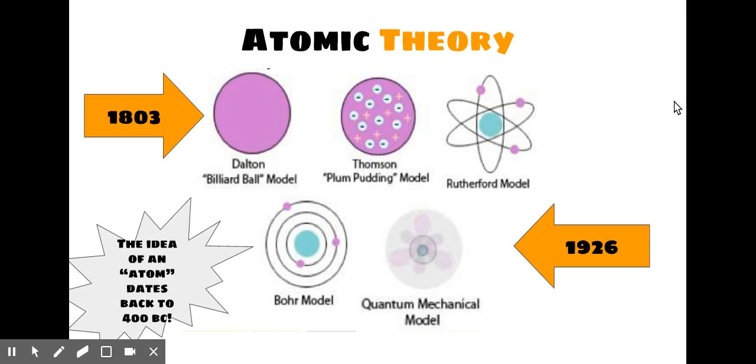And here in America, because we don't really have much of an idea of what plum pudding is, we call it the chocolate chip cookie model. Those cookies have chocolate chips scattered throughout with no real organization within it. But Rutherford, who we focus on in this objective, came up with the idea of an organization of the atom, and that's what we're going to take a look at.